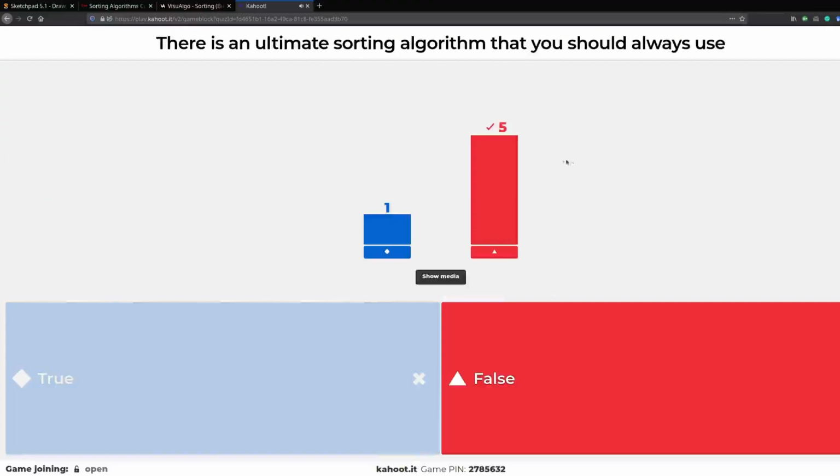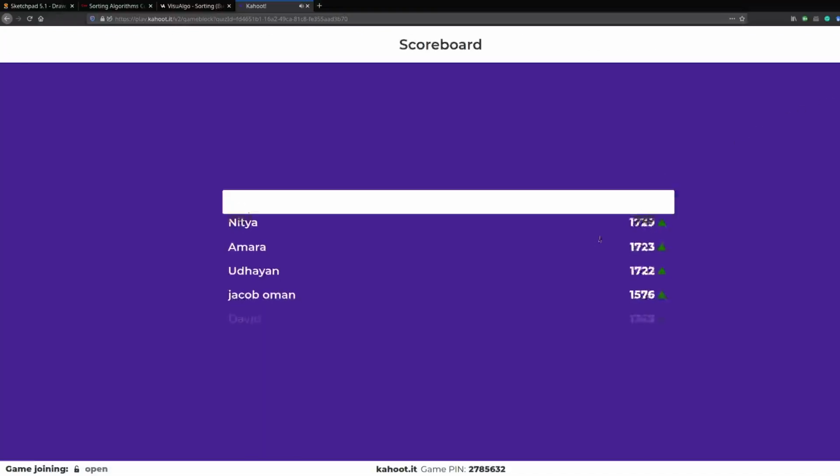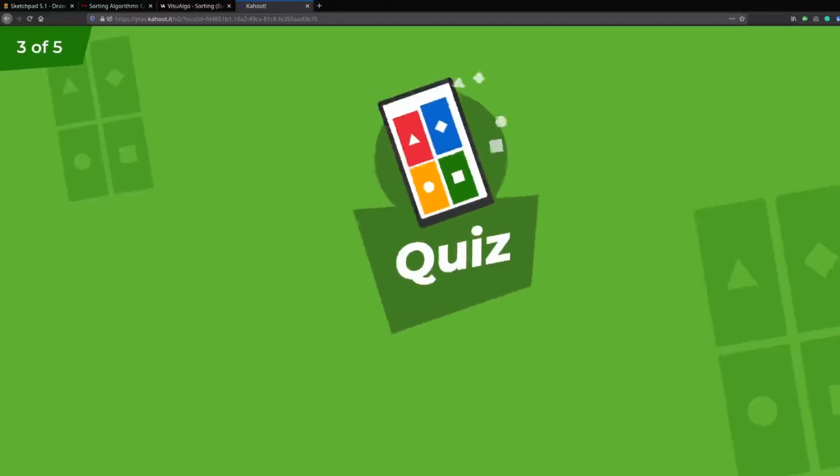Alright, so got 5 people and 1 person hit true. So yep, like I was saying before, sorting algorithms differ based on use case, and there's many different ones that you can use. While there's some sorting algorithms you should never use, there's not one that you should always use. So let's see who's in the lead. Nitya is in the lead.